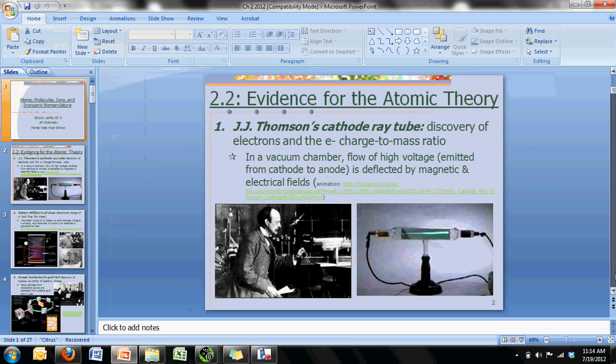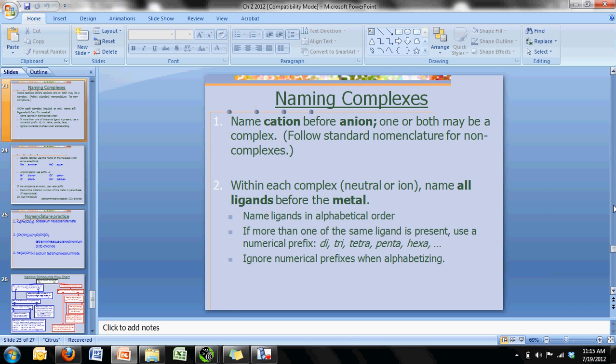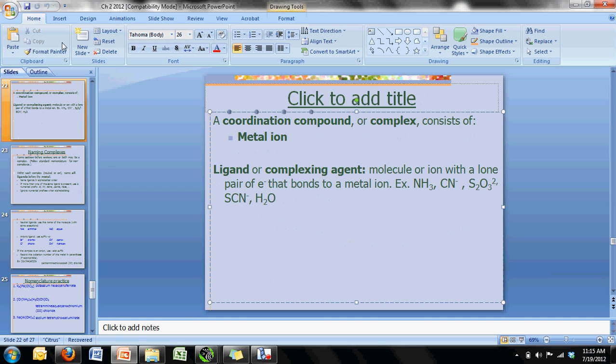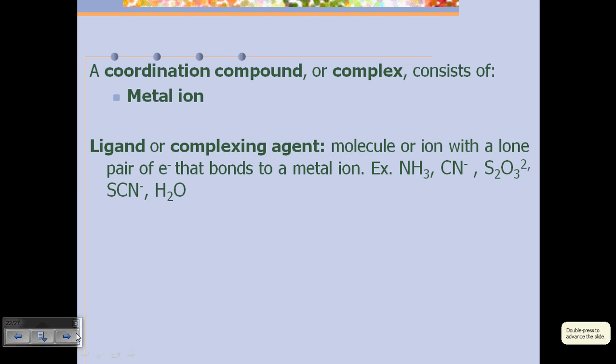Let's go down all the way to complexes. Naming complexes. We were right here. All right. So a complex consists of a metal ion that's present in the center, and ligands are attached to it.